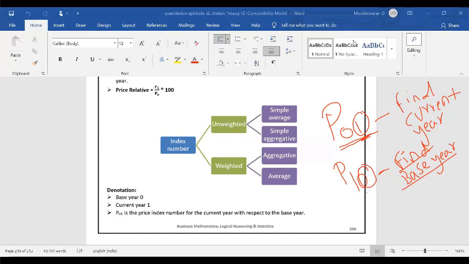Yes, sir, got it. Yes, what is your doubt, SP Jain?